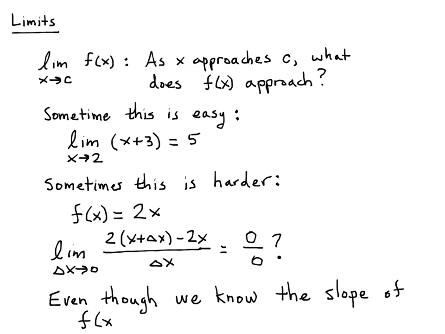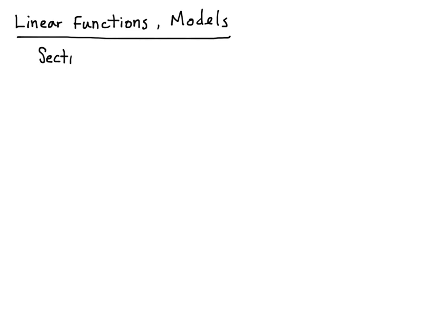Okay, so we know the slope of f at x equals 2, but this difference ratio doesn't tell us the instantaneous rate of change of x as this delta x goes to 0. Okay, so I mentioned 2x is a linear function.